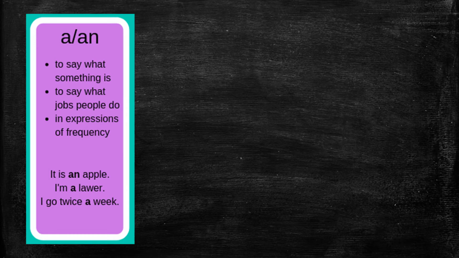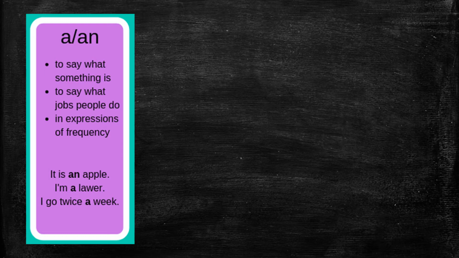So, for example, it is an apple. It is saying what something is. I am a lawyer. In this case, I'm talking about my job. I go twice a week. It is an expression of frequency, twice a week. So in this kind of expression, in this kind of sentence, we are going to use a or an.